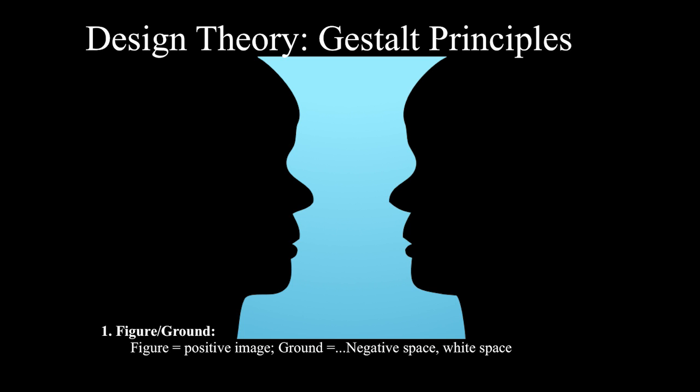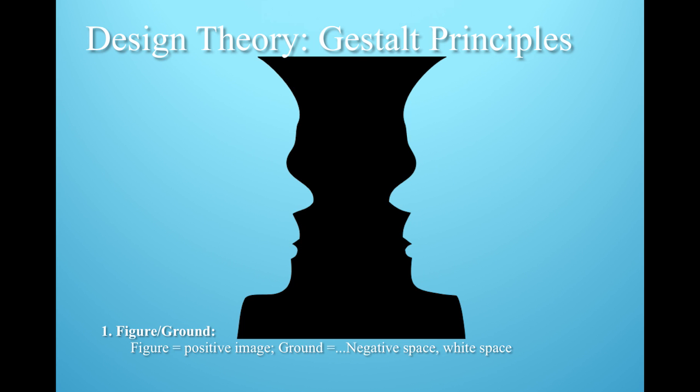Now the design principles of Gestalt. So the Gestalt design principles, we'll go through these quickly, and these are illustrated more or less so you can understand what I mean. So the figure ground, the figure is the positive image, the ground is the negative space or white space. So you can see this as two people who are silhouetted against a window, or you can see it as a vase. So the figure and the ground flip.